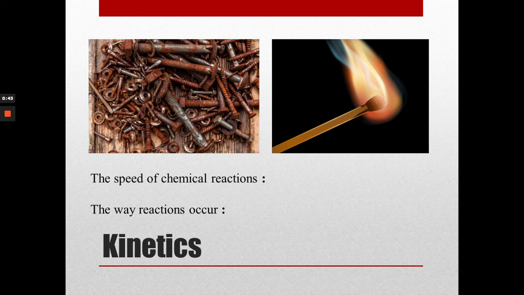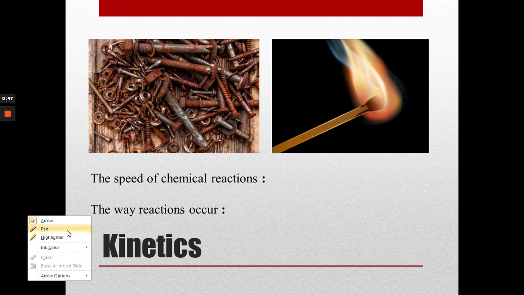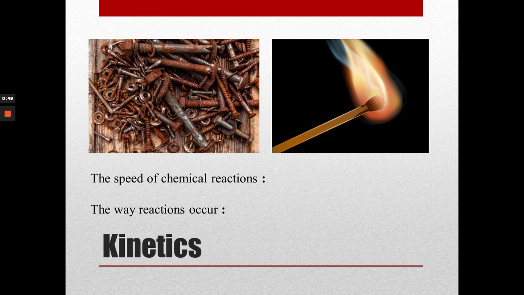We're talking about something called kinetics. Kinetics involves talking about the speed of a chemical reaction, and the speed of a chemical reaction is actually called the reaction rate. Now, there is a numerical thing that you could do to calculate the speed, but we're not going to be calculating speed in first year chemistry. We're just going to be talking about relative speed.